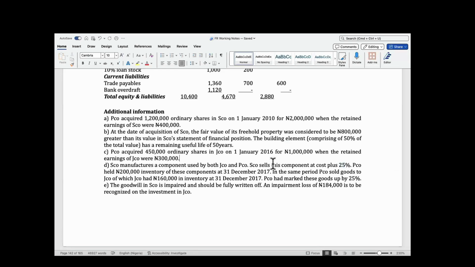Okay. So now PICO held 200,000 of these components, right? So there's an unrealized profit here, which is going to be 25 over 125 times this, because of the profit loading. So 25 over 125 times this will give us the unrealized profit, which we are going to eliminate by deducting from the retained earnings of ESCO and from the inventory of PICO, since it's sold to PICO.